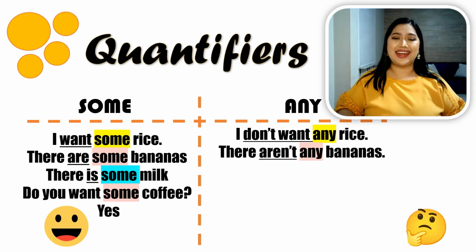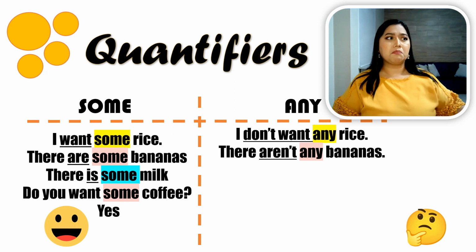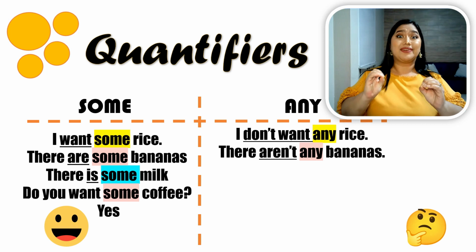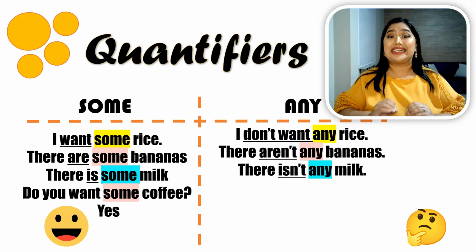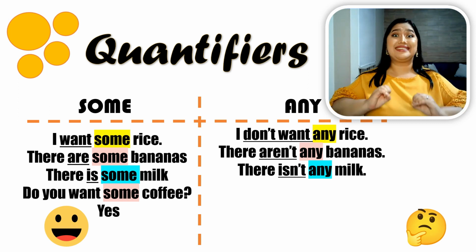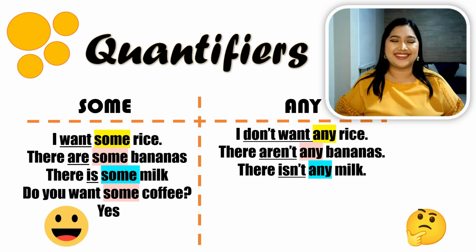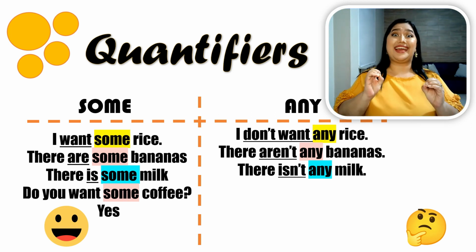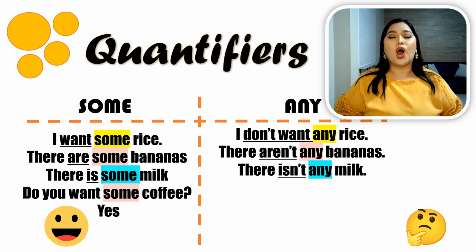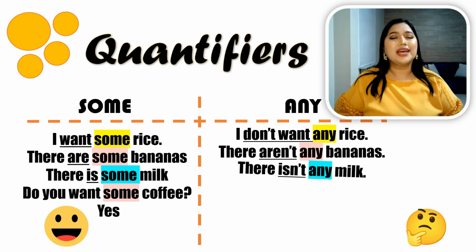There aren't any bananas. So there is a difference between there are some bananas, maybe 5 or 6, and there aren't any bananas, right? Or why not? We have there isn't any milk. There isn't any milk. 0, right? We don't have any milk here. It's a difference between there is some milk and there isn't any milk. 0.